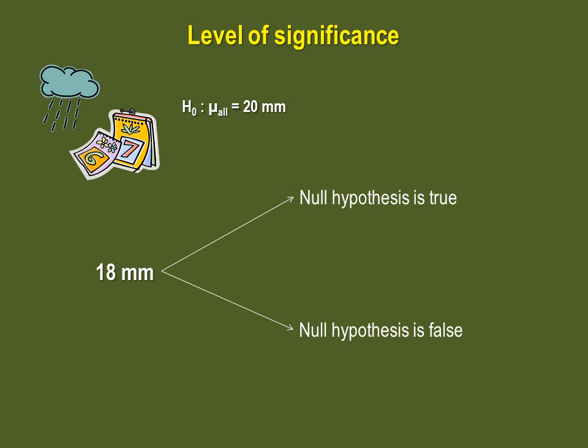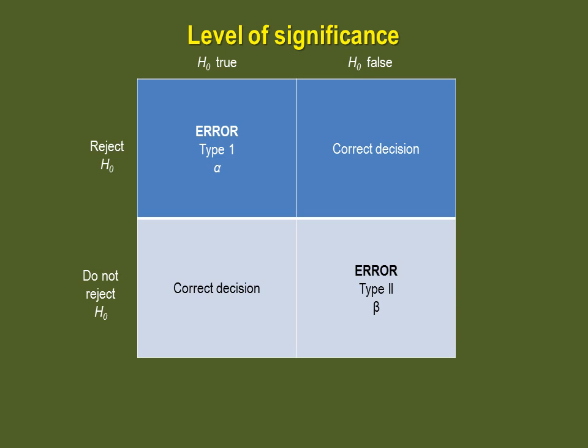So when the null hypothesis is false, we can also say that the value of 18 millimeters is from a population whose mean is not 20. So the question is, where do we draw the line between chance and significantly different? Before we answer that question, we must see the two types of errors we can make when doing hypothesis testing.